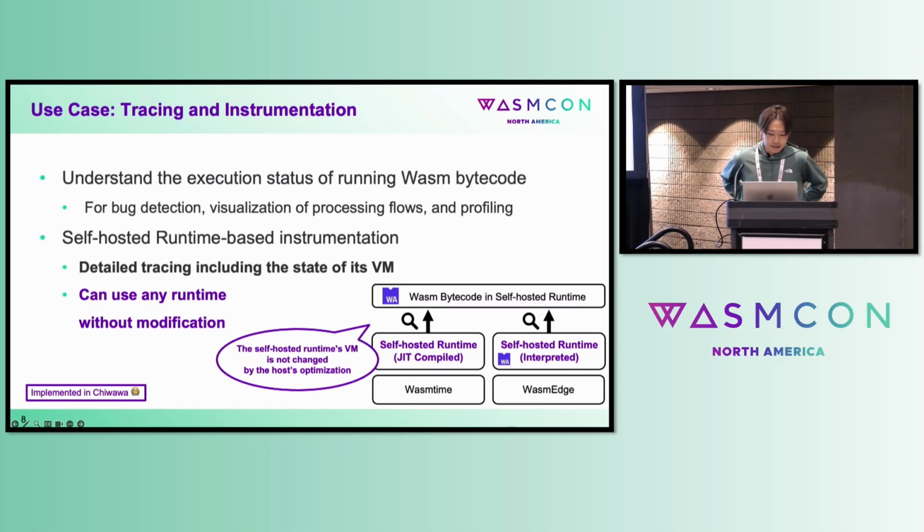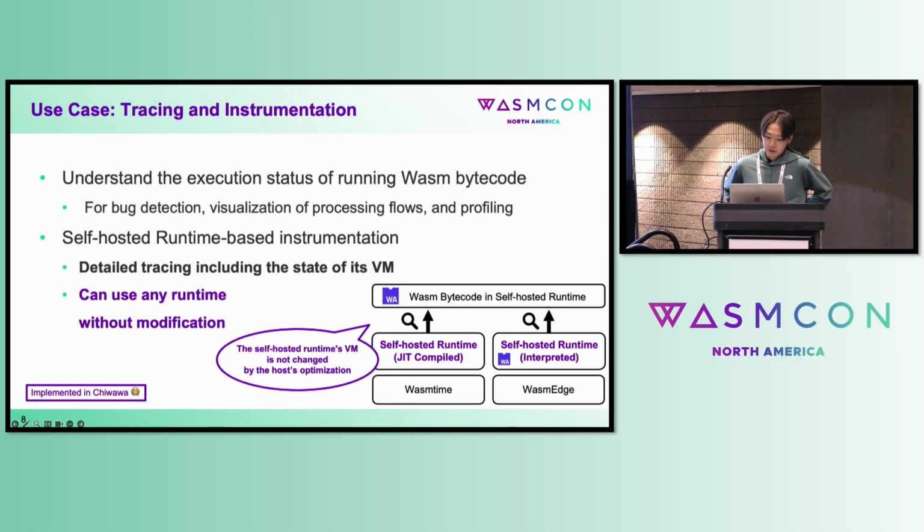The second use case is tracing and instrumentation. Tracing and instrumentation support understanding internal state during Wasm bytecode execution. They help with bug detection, visualizing processing flows, and profiling. Self-hosted runtime-based instrumentation enables precise tracing, including the execution state within the bytecode instruction. The tracing platform using a self-hosted runtime can achieve this without modifying any runtime.